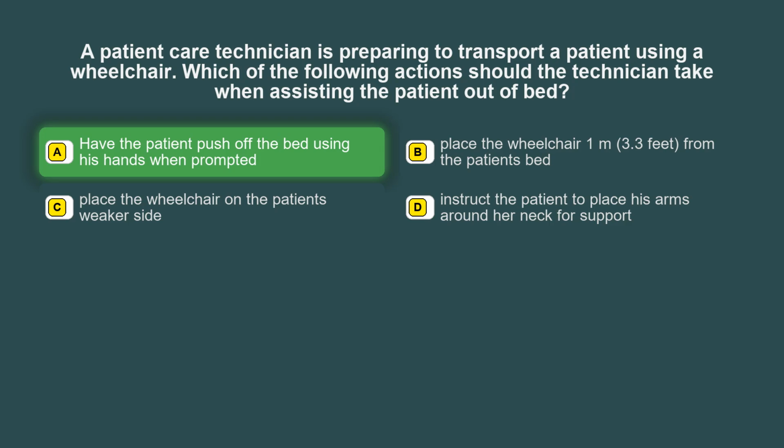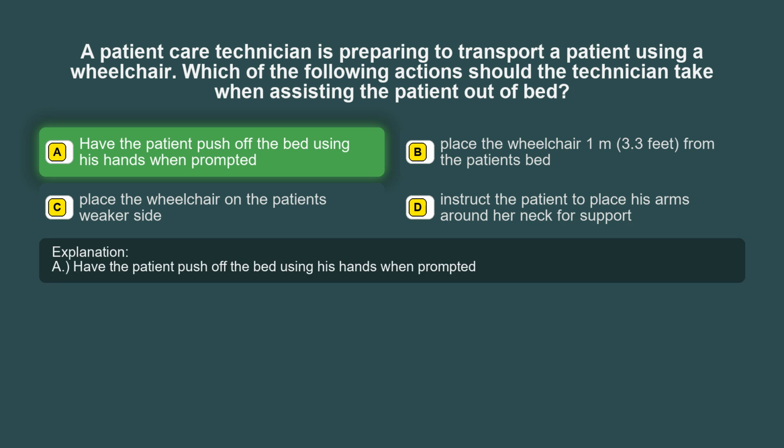The correct answer is option A, have the patient push off the bed using his hands when prompted.